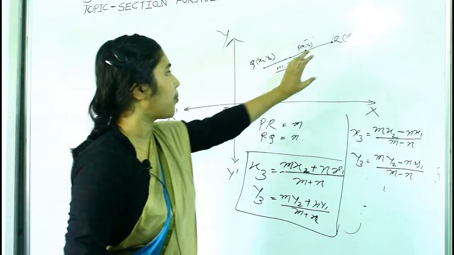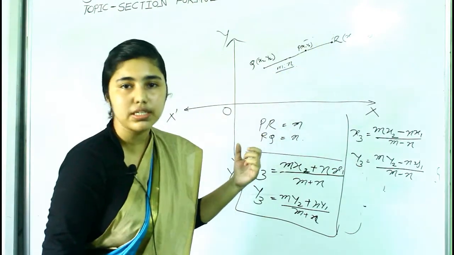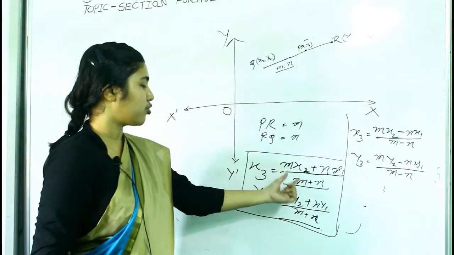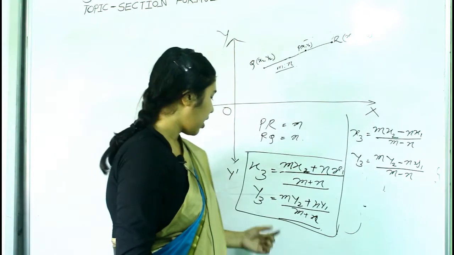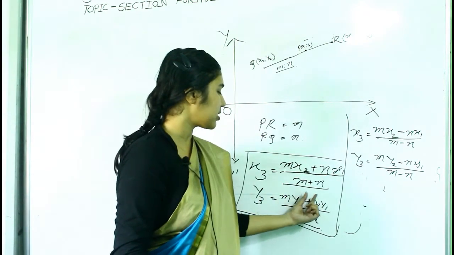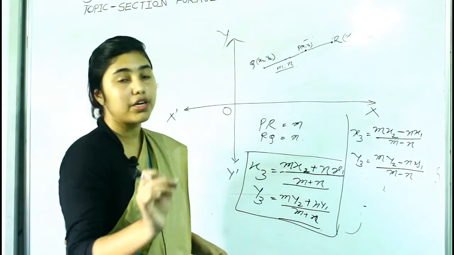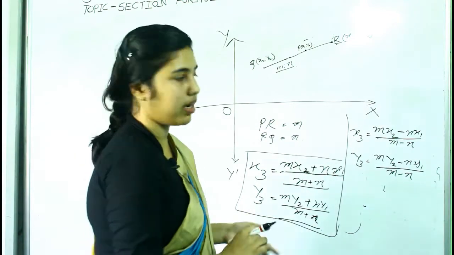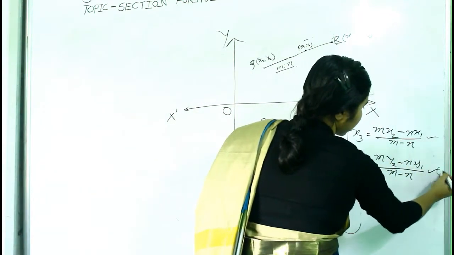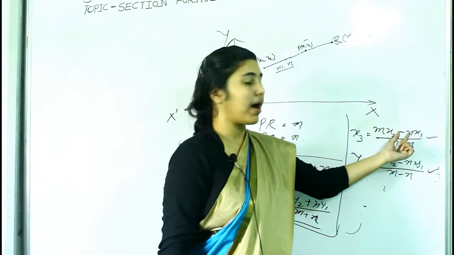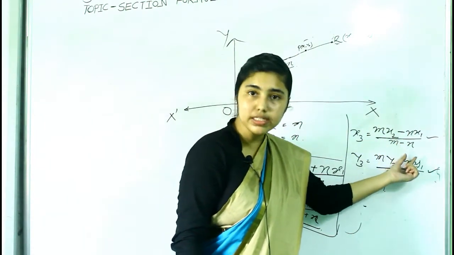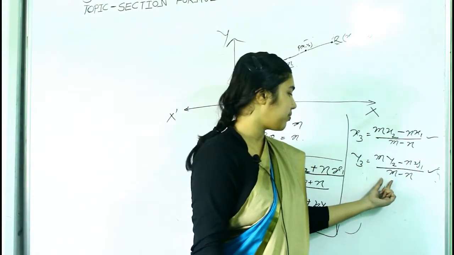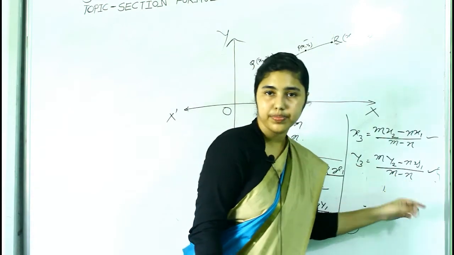In case when the point R divides the line segment internally, the coordinates will be mx2 plus nx1 by m plus n, and the y coordinate will be my2 plus ny1 by m plus n. But when the point R divides the line segment PQ externally, in that case the coordinates will be mx2 minus nx1 by m minus n, and y3 is equal to my2 minus ny1 divided by m minus n. Is that clear?